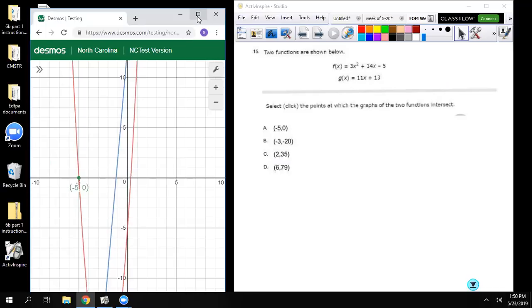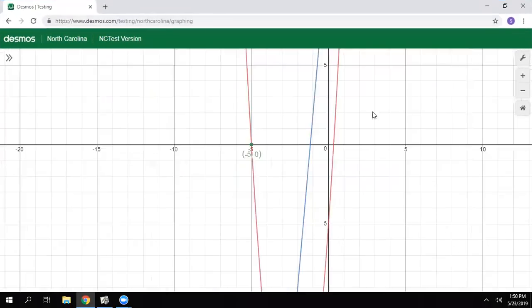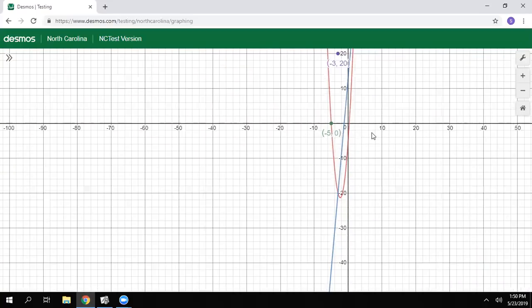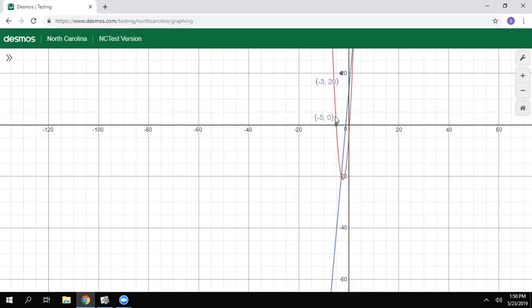Okay, so I'm going to make this just a little bit bigger so we can see it. Do the two graphs share 5, 0? Well, no, it's on the graph of one function, which is our f of x, our parabola here, because that's quadratic, but it's not on our g of x function, so not an answer choice.